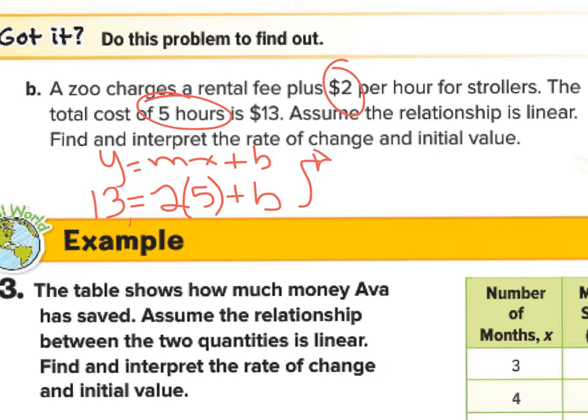I'll go here and do it up here. So now I have 13 equals 2 times 5 is 10 plus b. Bring that 10 right here over to the other side and subtract it. Minus 10. Now it becomes 3 equals b. So my initial value was $3, right? There it is. Oh, find and interpret the rate of change. The rate of change is $2 per hour, as we see that there, for 5 hours. And my initial value was $3.